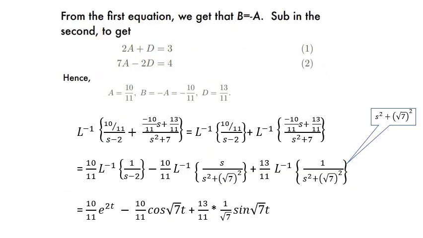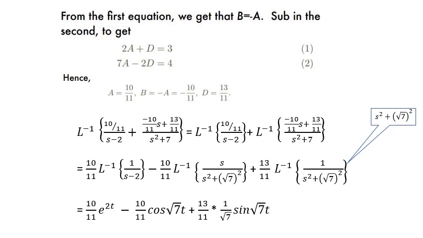Now you can use calculator to solve it. You will get a is equal to 10 by 11, and b is minus a, that is minus 10 by 11, and d is 13 by 11. Now substitute, you will get L inverse 10 by 11 by s minus 2 plus minus 10 by 11 s plus 13 by 11 by s square plus 7.